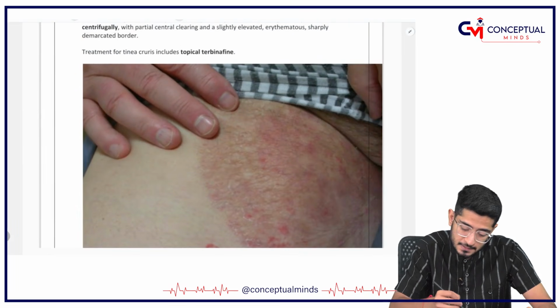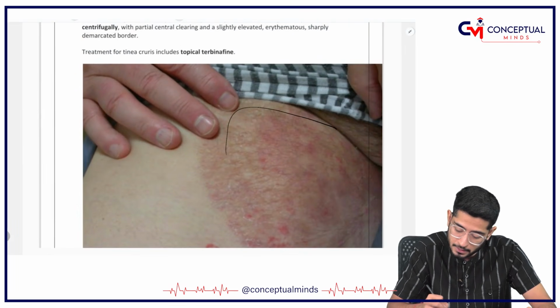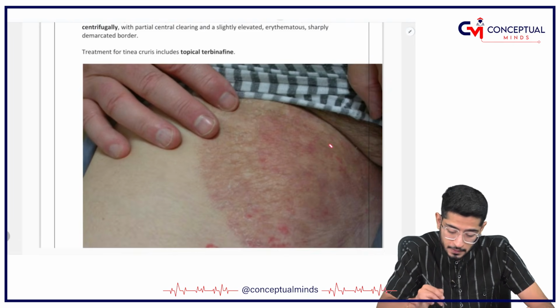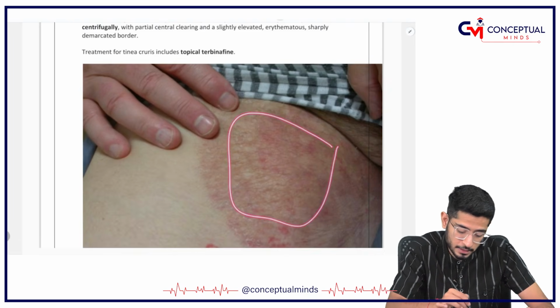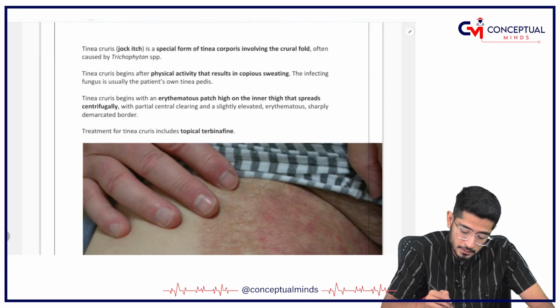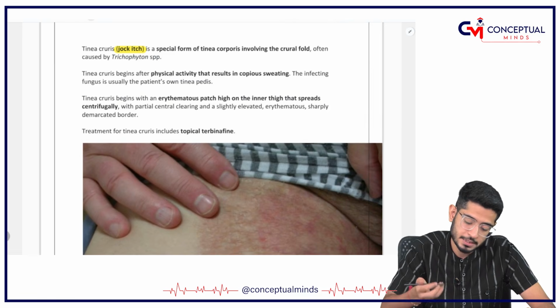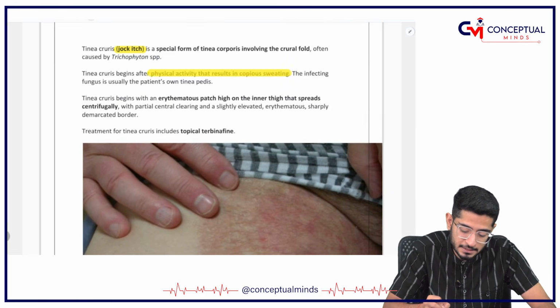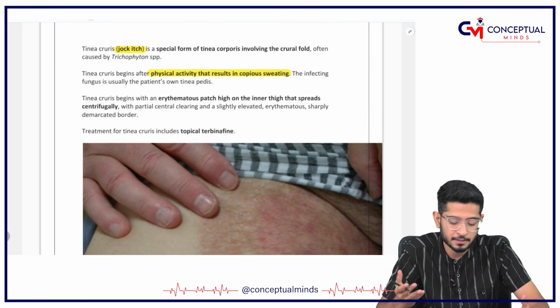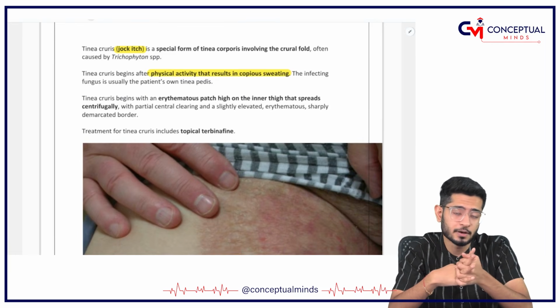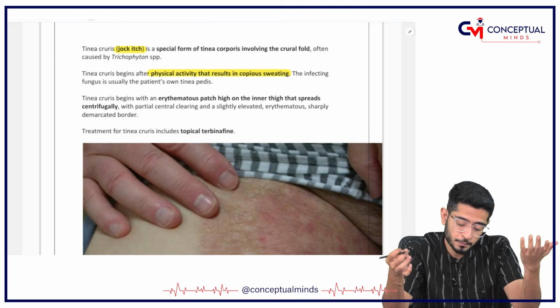Then what is this? This is the inguinal region, and in the inguinal region, can you see the patch of infection? Yes. This is called as what? This is called jock itch. Yes, you got it. So generally the physical activity that results in a copious amount of sweating and moisture are the growth factors for fungus. So the fungus is going to grow there.